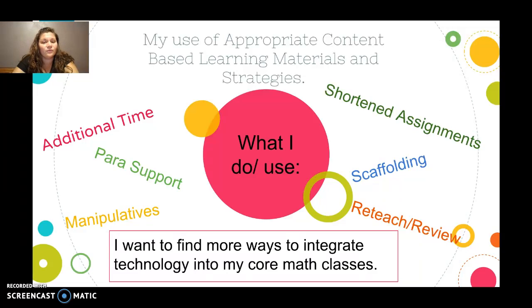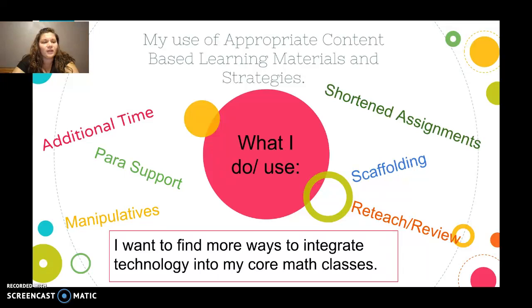We do a lot of working with manipulatives, and then we move on to the use of models, and then from there we use the standard algorithm. So there is a big build for the students, and that definitely has helped with my special ed students. I also shorten assignments, and I do this for everyone in my class so that nobody is feeling singled out. And I also do a lot of reteach and review.